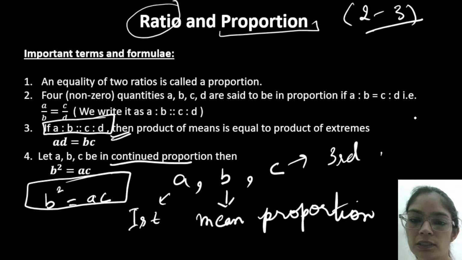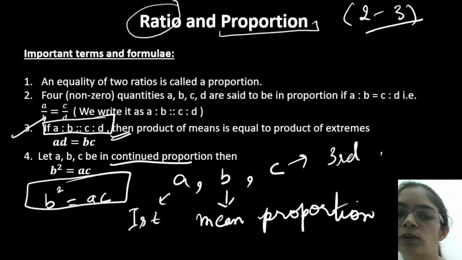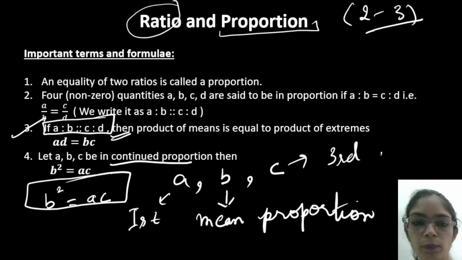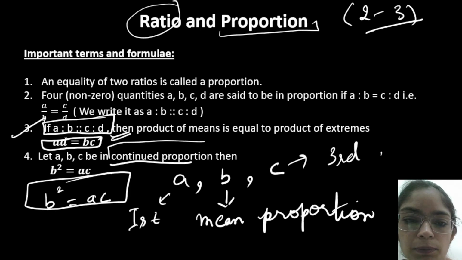Regarding proportion, this was the very basic thing. Now we have properties of proportion. Let's discuss the properties. I hope you are making notes along with me. At least you can write these formulas. Product of means is equals to product of extremes when we are talking about four quantities. When four quantities are in proportion, the product of means, the middle ones, is equal to the product of the outer ones. And when we are talking about continued proportion, B square is equals to AC, where B is known as the mean proportion.